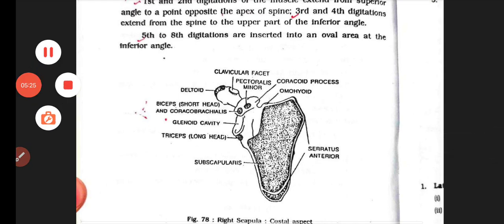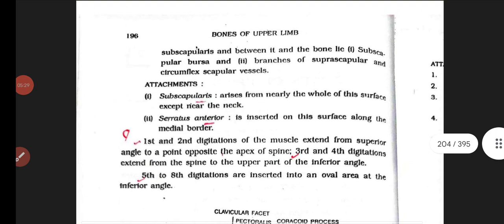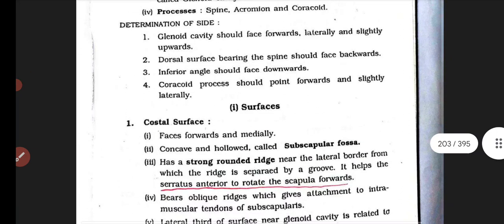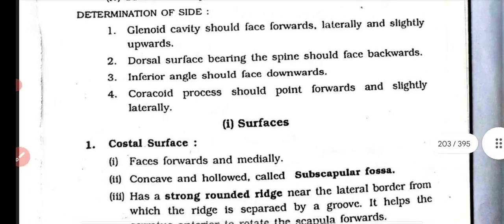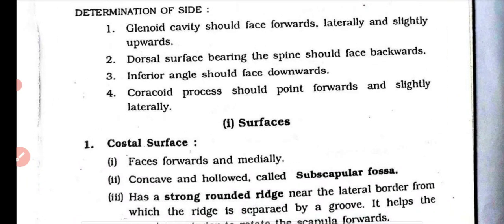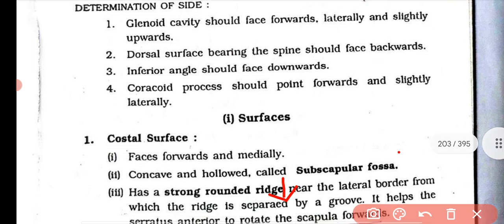Now we will go to the next point, which is the coracoid process. The coracoid process should point forward and slightly lateral. The coracoid process will lie forward and laterally. Now we'll know about the coracoid process.